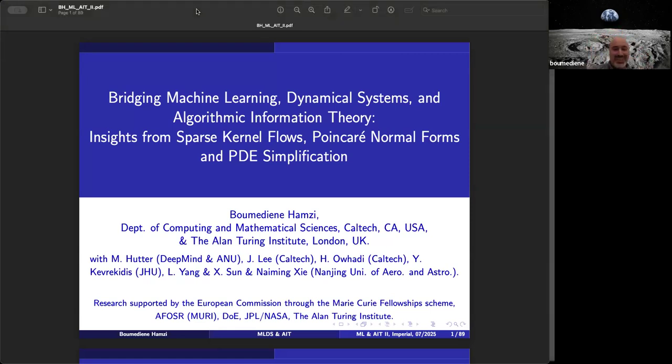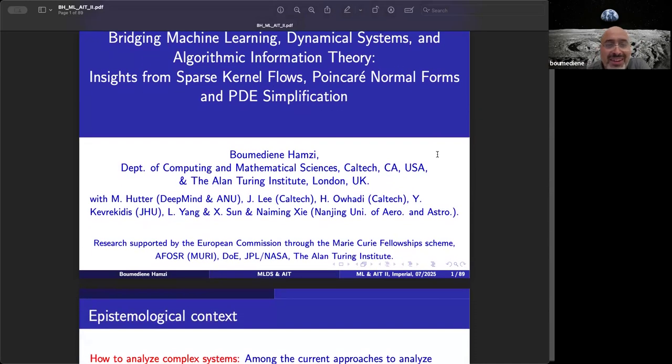Okay, so welcome back, everyone. Just to go quickly over the last talk, this is mostly trying to argue, as I did in the opening remarks, that machine learning, dynamical systems, and algorithmic information theory is an interesting direction. Here we used sparse kernel flows, point kernel normal forms, and PDE simplification to argue for that. And this talk is directly related to Marcus' talk, where we were trying to argue that kernel methods are directly related to Kolmogorov complexity, so it's along the same direction.